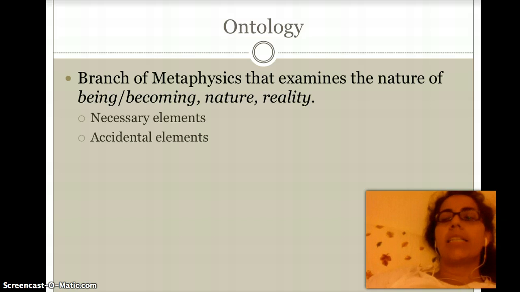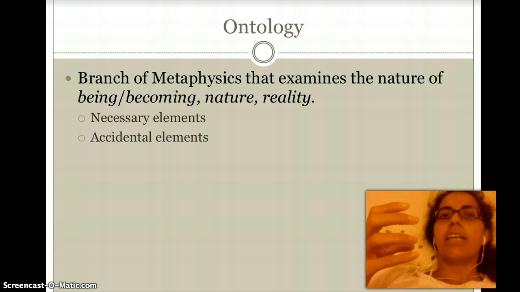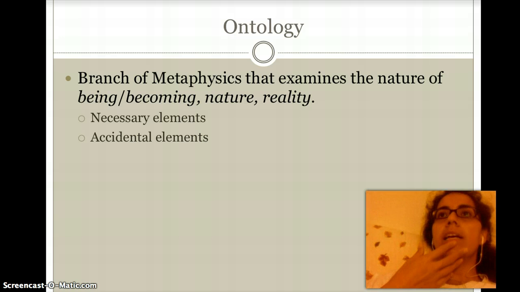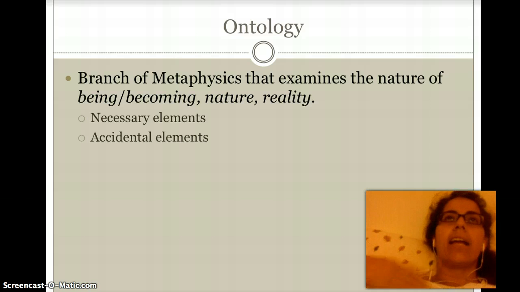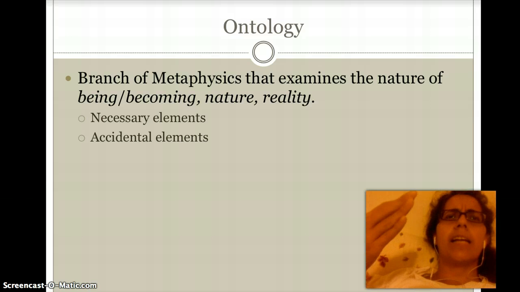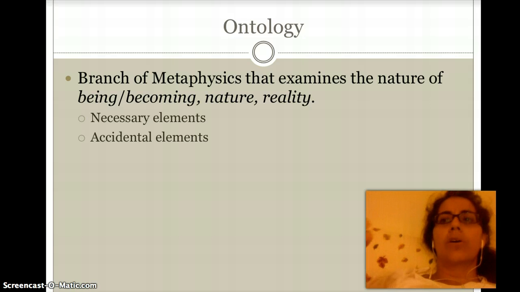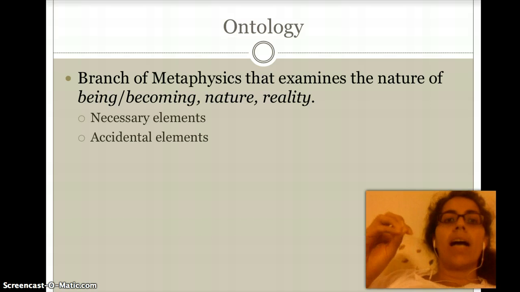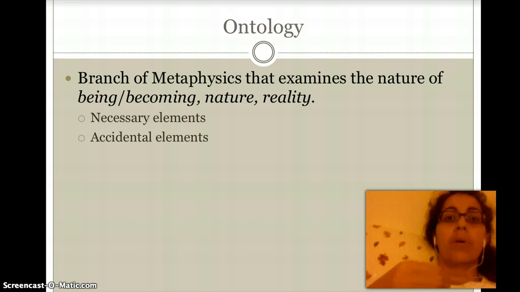Each one of those bodies has accidental elements that can be different, but if those accidental elements change, it doesn't really create any great disturbance. It doesn't change anything on what the object, what the subject of our study is. So ontology is going to be this branch of metaphysics that has to do with why and how things exist, what's their nature, what are their components.